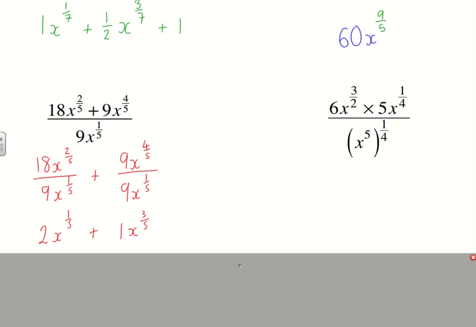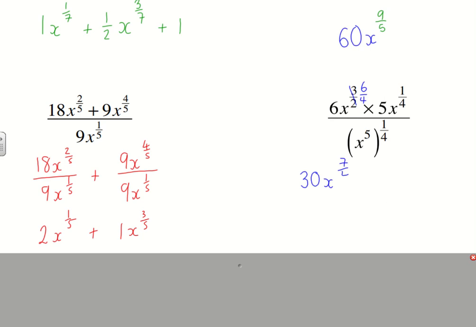The next ones are times in, so you can actually simplify the top and then deal with the bottom separately. So if we simplify the top, we've got 6 times 5, which is 30. Now then, we've got 3 halves plus a quarter. Now they've got different denominators, so if I rewrite that as 6 quarters, 6 quarters add 1 quarter gives me 7 quarters. So that's my top simplified.